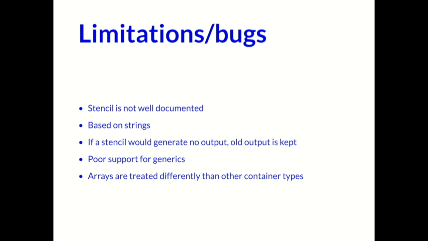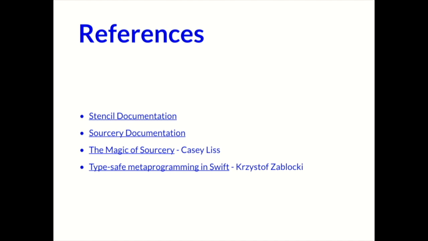And then finally, arrays are treated differently than other container types. I think this is actually fixed, but there is an issue where if you make an array conform to a protocol, Sourcery won't realize, in the context of code generation, that the array actually conforms to that type. But I think that's been fixed, and it just hasn't been released yet in the latest version of Sourcery. So hopefully we'll get a new release very soon.